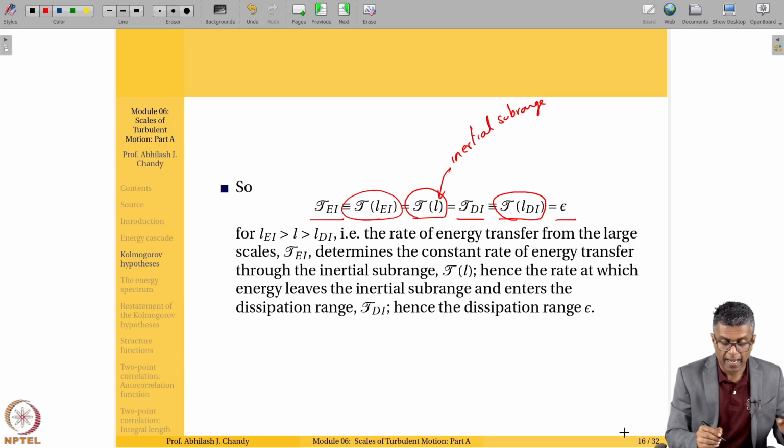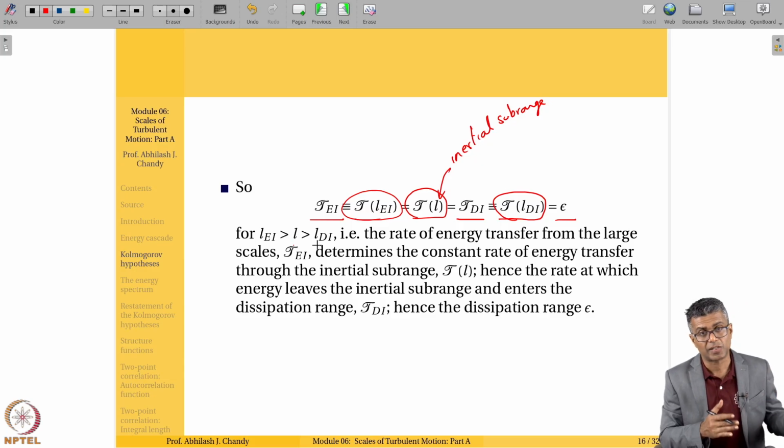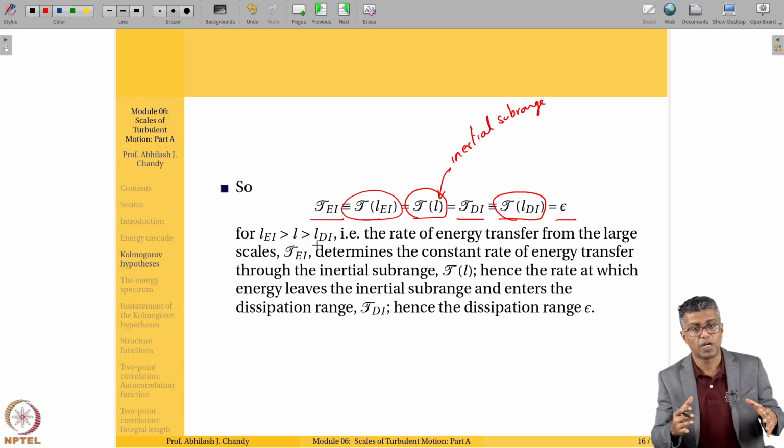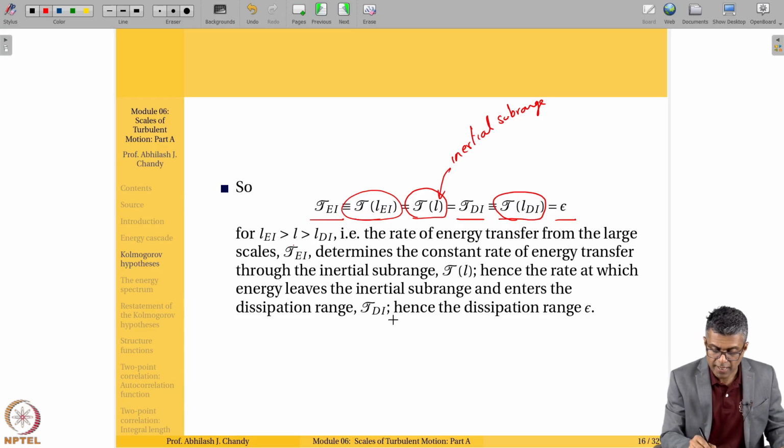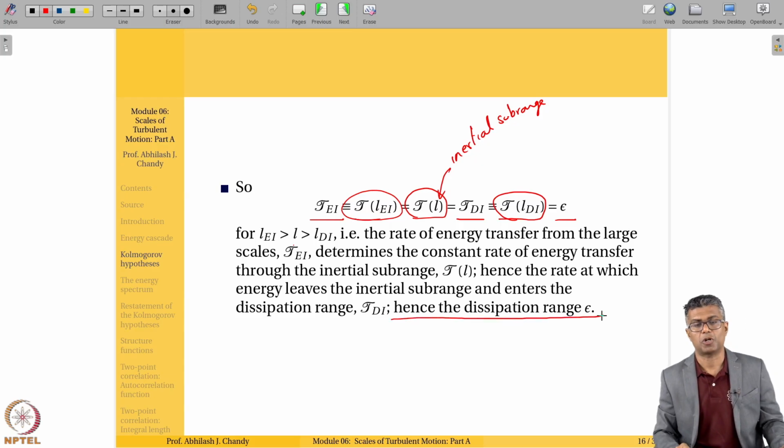So we obviously know that L is greater than L_DI and it is less than L_EI. It is the inertial subrange. So this is the rate at which energy is transferred from the large scales, and therefore, it is the dissipation range epsilon. That's the key takeaway here.